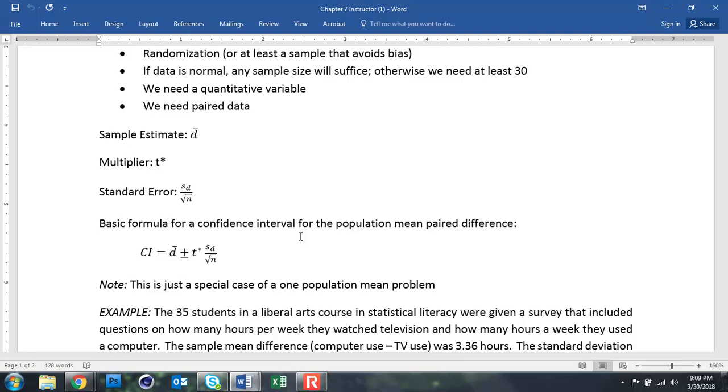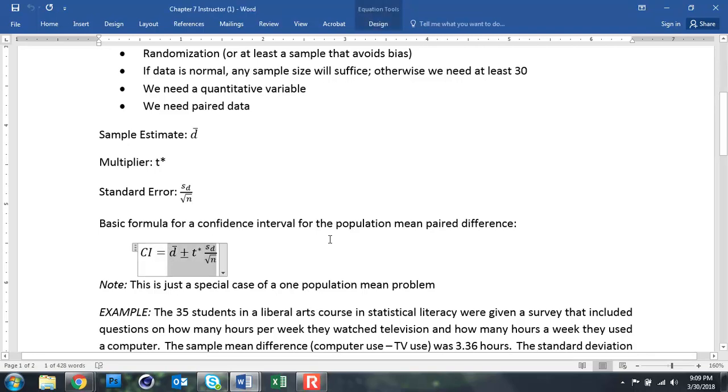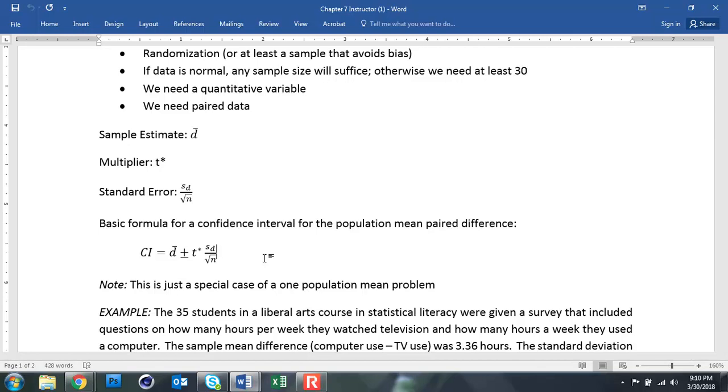What we're doing here in chapter 7 is essentially the exact same as what we did back in chapter 3. The only change is the type of data that we're dealing with here. The data that we have is the differences between two data points. Once we have all these differences, we can find the sample mean of all those differences, we can find the sample standard deviation of all those differences, and this just turns into a one population mean problem. Once you have your paired differences, that's just the data that we're using, and this essentially becomes chapter 3 material.